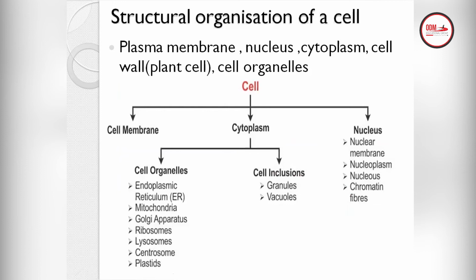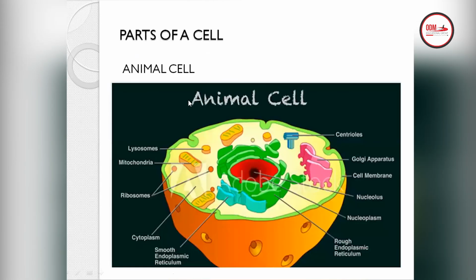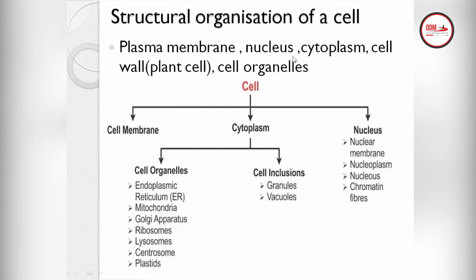Now let us see what actually a cell contains. What are the structures, what are the substances that a cell contains? A cell usually contains a plasma membrane, like you can see here. It is an example of an animal cell. You can see here it consists of a plasma membrane, the outermost part in the animal cell. Now it consists of plasma membrane, nucleus, cytoplasm, and a cell wall only in the plant cell, which is absent in animal cells.